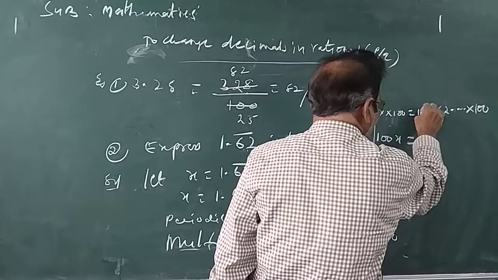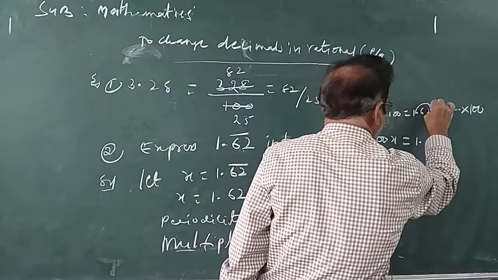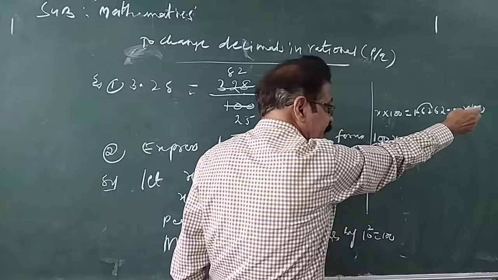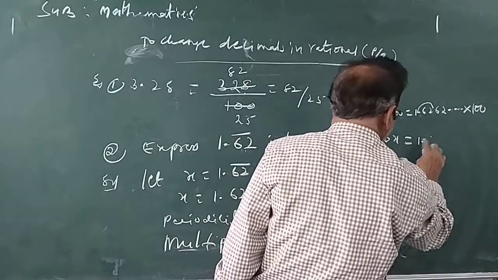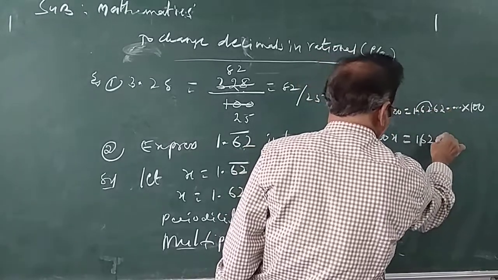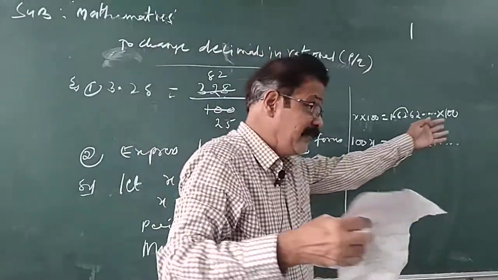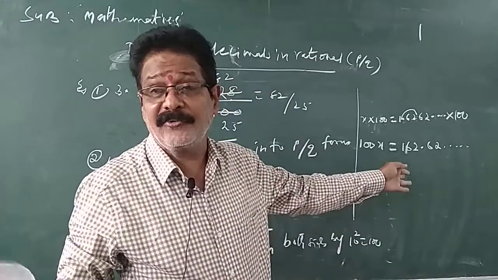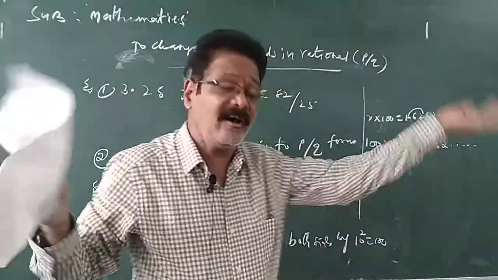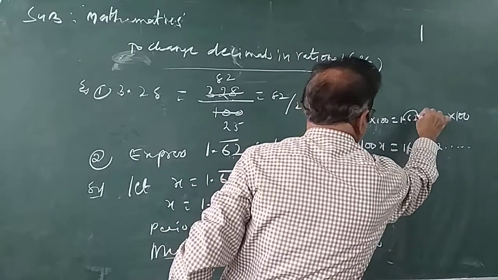So where does this decimal go? We are multiplying 1.62 with 100. 100 means there are 2 zeros, so the decimal jumps 2 places forward, toward its right. If you multiply with 1000, the periodicity is 3, 1000 means 3 zeros, and the decimal jumps 3 places forward. So here, multiplying with 100, the decimal jumps 2 places forward.